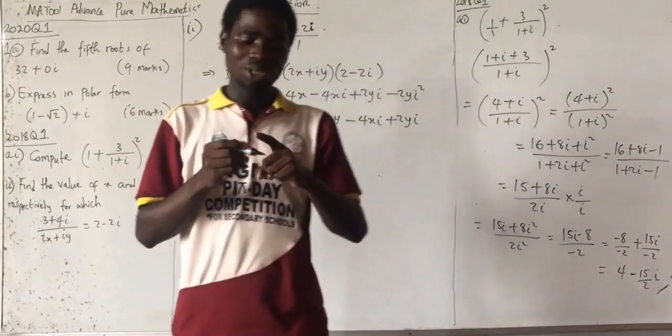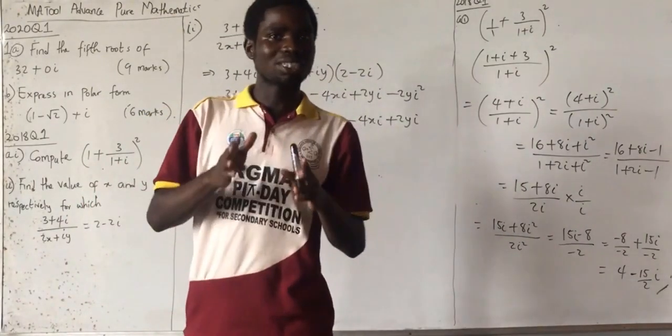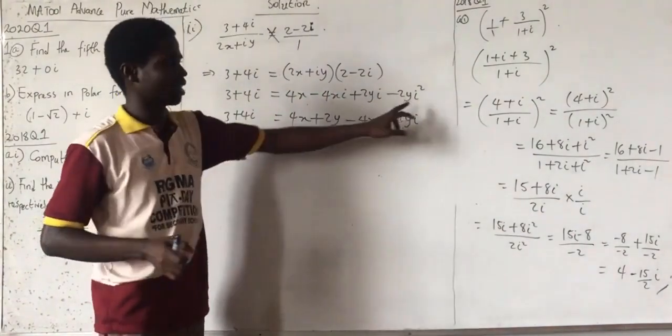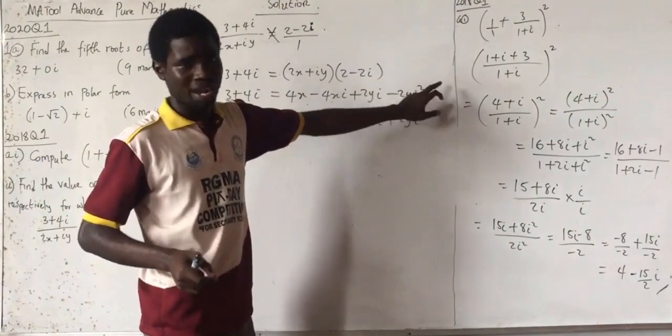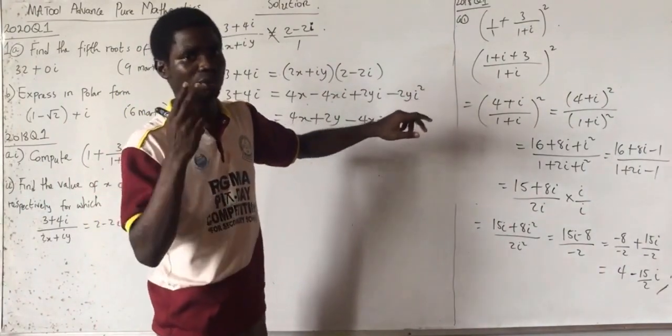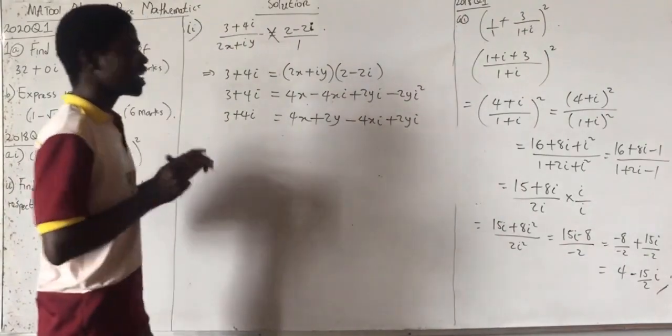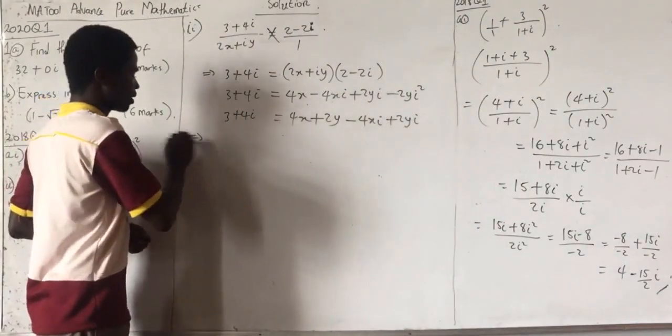If you don't understand anything in what I'm doing, pause it and look at it again. You will get what I've done. Do you understand? Maybe you don't understand this case now. This one, i squared is minus 1. Minus 2 times minus 1 will give me plus 2. So I just bring it to the front. Do you understand?